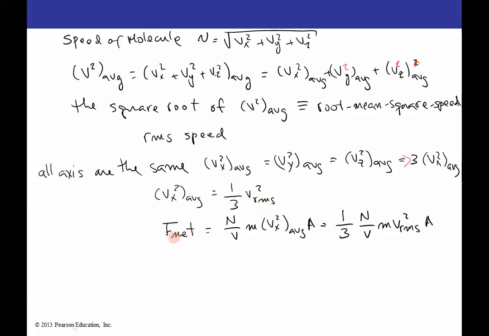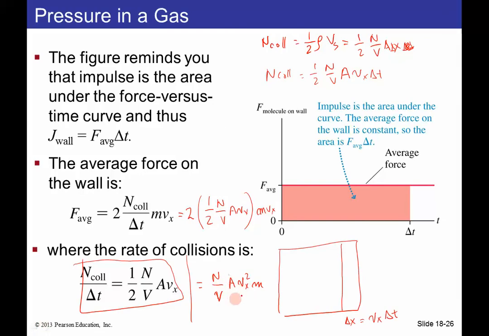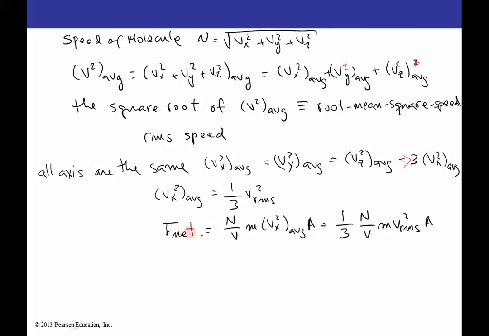So Vx squared average is going to be 1/3 of the average square that we're going to call RMS, the root mean square. And therefore, the net force that we had from the previous slide, we're going to put here 1/3 of VRMS squared. When we do that, we get that the net force is equal to 1/3 the density times the mass times V squared, the average speed squared, times the area. So this is the main equation to remember for now.